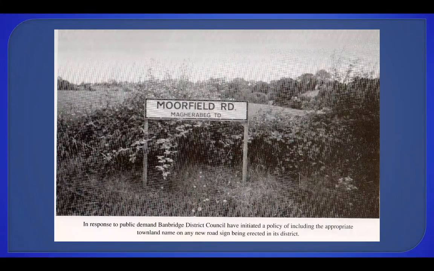Next slide, Francis. Then Moorfield Road, and this shows you the next development. It says Moorfield Road in the townland of Maharabeg, and it's interesting that this is in the Banbridge area. A well-known Orange man, interestingly enough, named Drew Nelson, who sadly died a few years ago, boasted that he had persuaded Banbridge District Council to become the very first district council in Northern Ireland to include the name of the townland on the road name signage. The council is no longer known as Banbridge, it's Armagh City, Banbridge and Craigavon. And you can read it down here. It says, in response to public demand, Banbridge District Council have initiated a policy of including the appropriate townland name on any new road name sign being erected in the district.